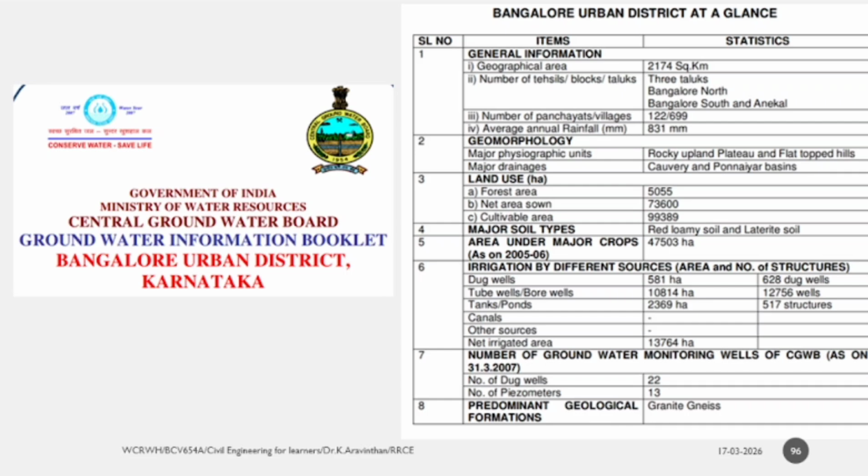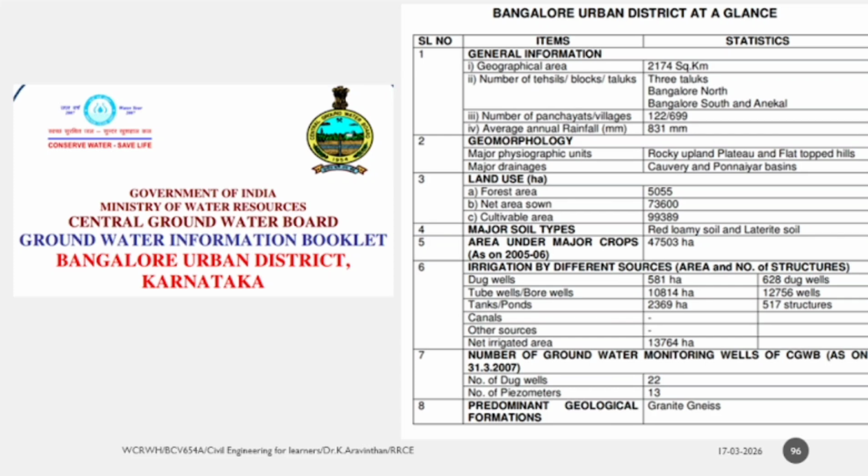Sir, in our Bangalore, how much water do we have? Do you know how many wells are available in Bangalore? Sir, where can I search? Can I search each and every place? No. You have the Central Groundwater Board. If you Google it, you will get this. In Bangalore, how many wells are there?